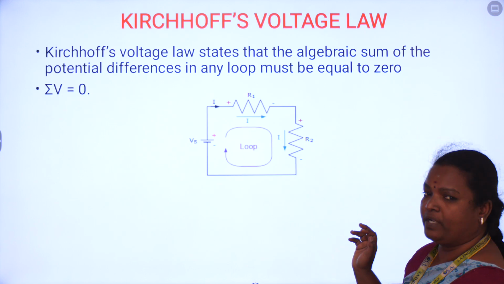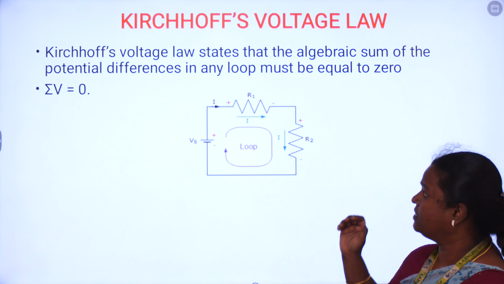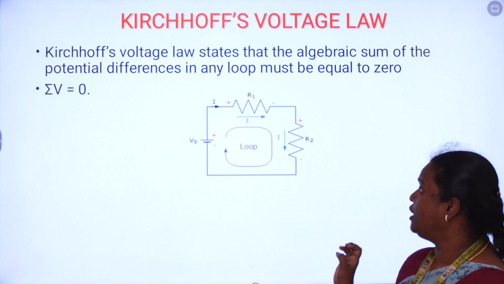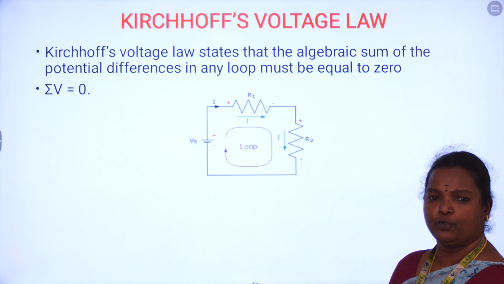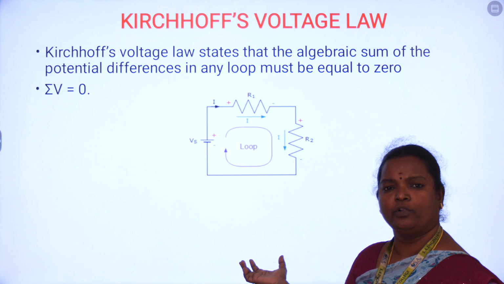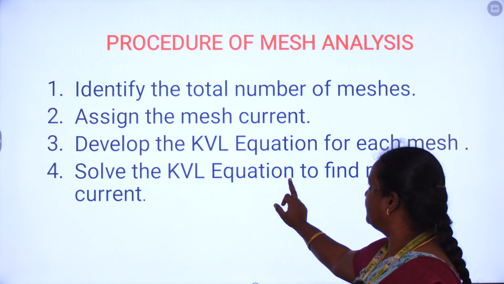Coming to Kirchhoff's voltage law, the statement is that the algebraic sum of the potential differences in any closed loop must be equal to 0. That is, we can also say that voltage rise is always equal to voltage drop in the circuit.